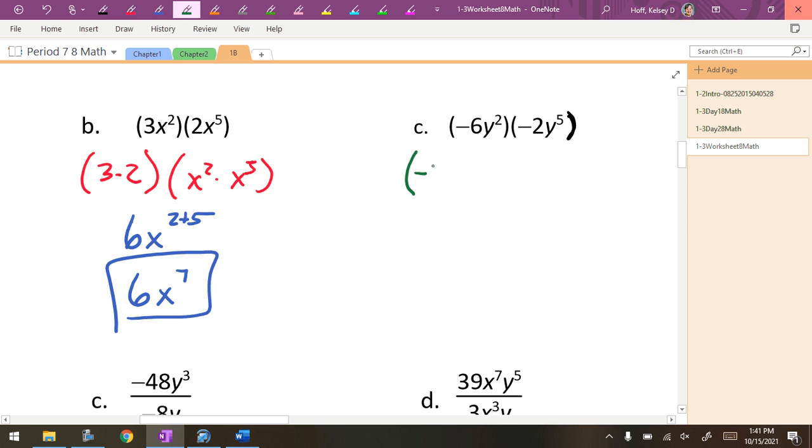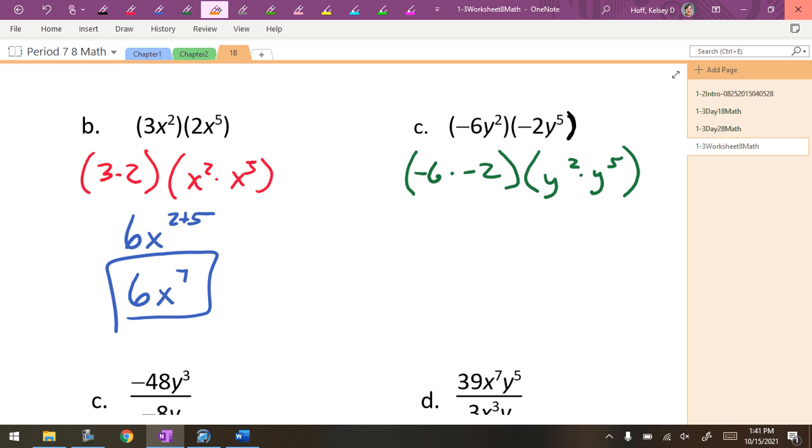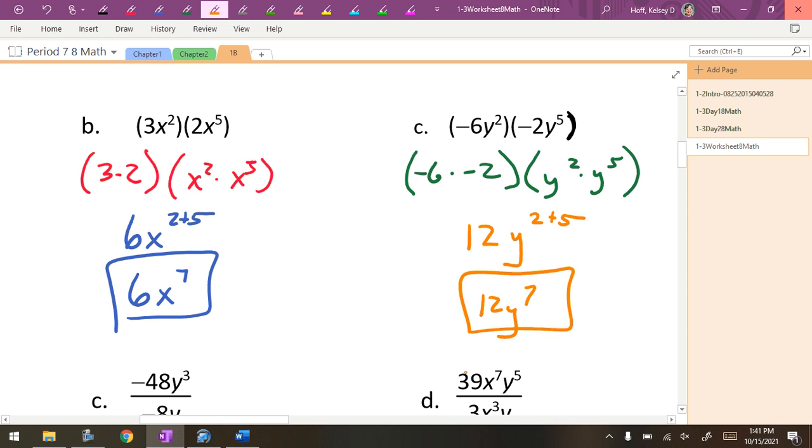On C, -6 and -2 are my coefficients. y squared and y to the 5th. -6 times -2 is +12. Keep my base of y. Add 2 and 5. 12y to the 7th power. When you multiply, you're going to add.